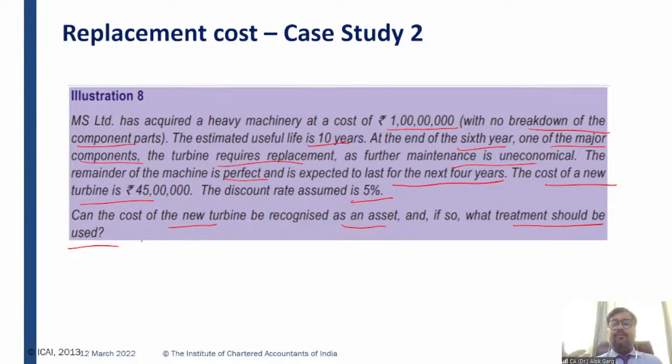Second, for recognizing this as a PPE, it should meet the recognition criteria. What is the recognition criteria? Future economic benefit is probable. Of course, if this turbine would not be replaced, it would not be able to use this machinery for the next 4 years, right? So future economic benefit is of course probable and cost is already given in this question, which is 45 lakhs. So this criteria is also met and hence this subsequent cost has to be recognized as property, plant and equipment. I mean to say it has to be added to the cost of the property, plant and equipment.